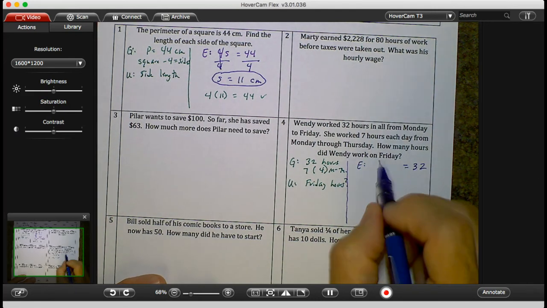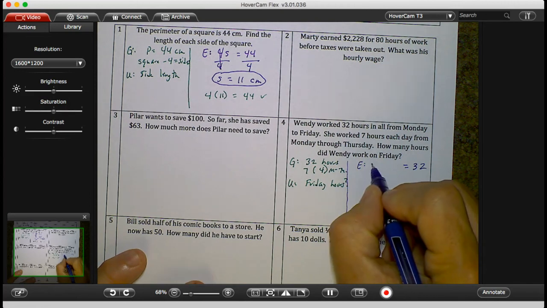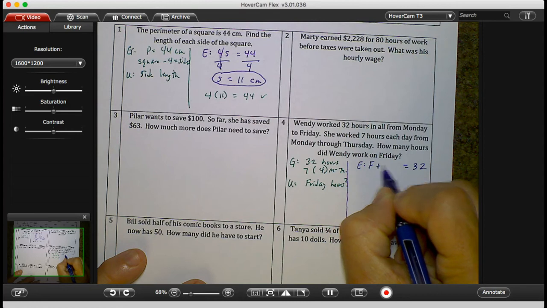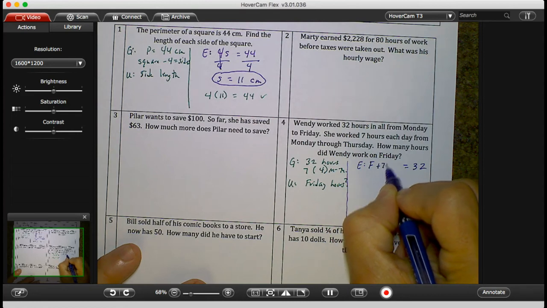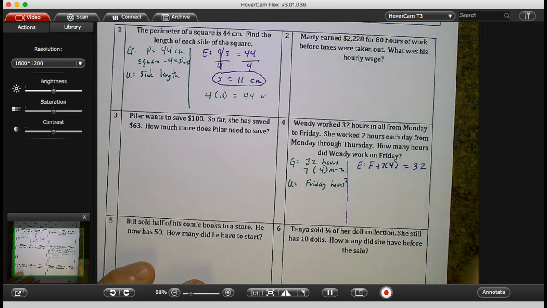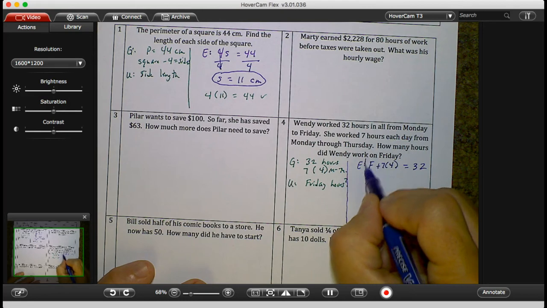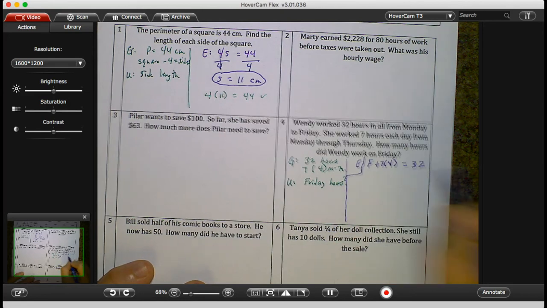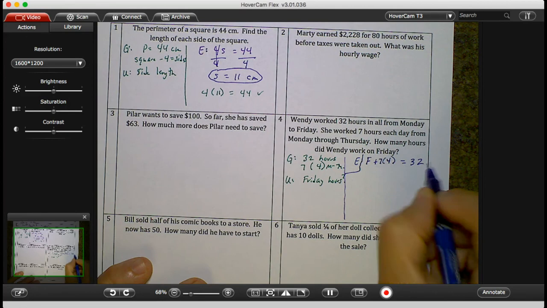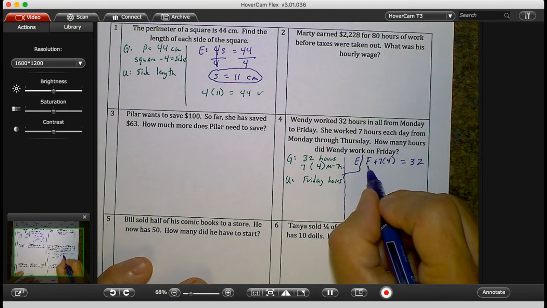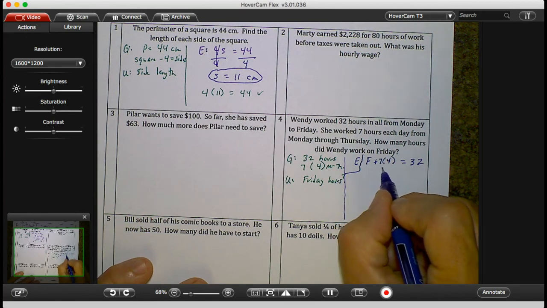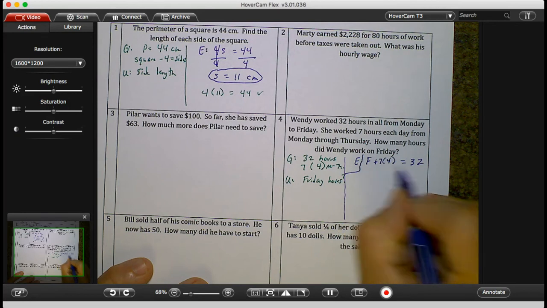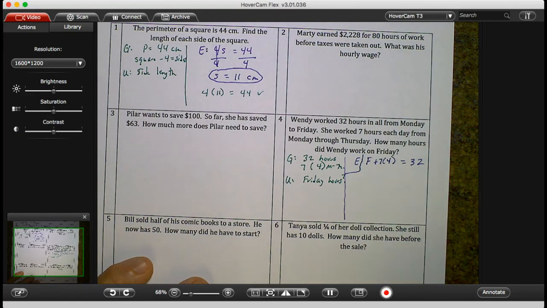And then I'm going to put the amount that she worked Friday. So I'm going to go Friday plus the 7 times 4. All right, so our equation's here. So Friday plus 7 times 4 equals 32, because we're looking for how much she worked on Friday. We know that Monday through Thursday she worked 28 hours, and the total is going to be 32 hours.